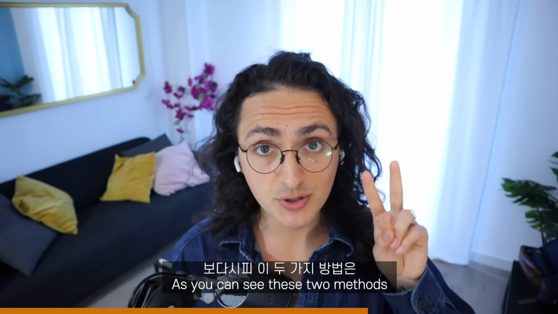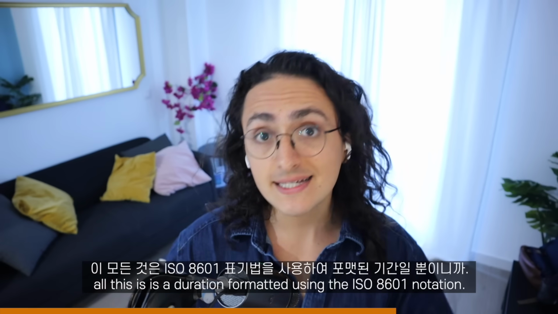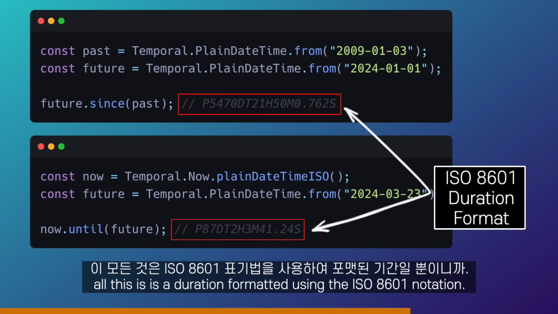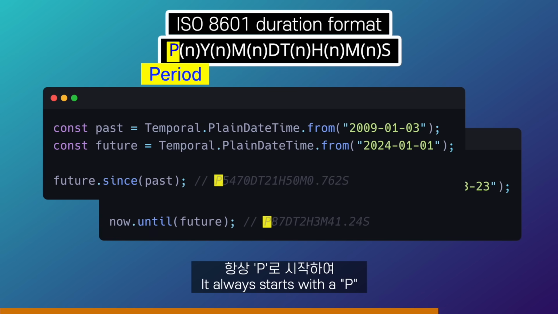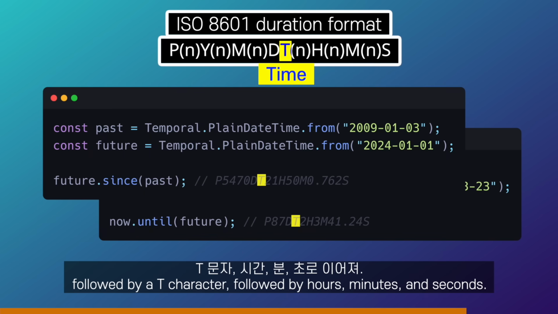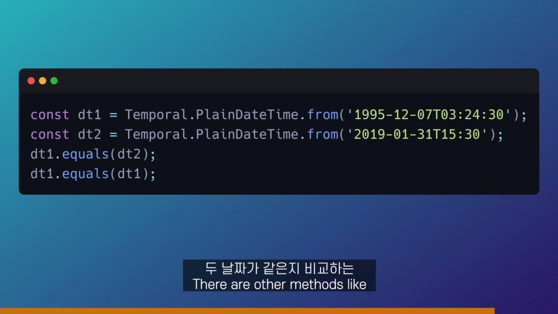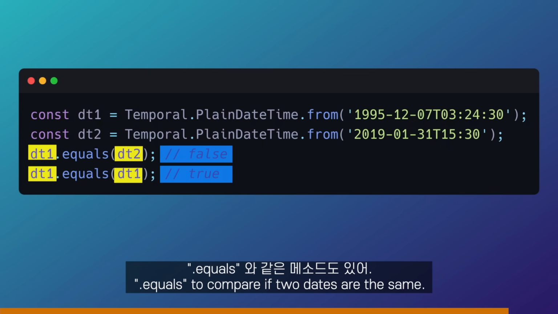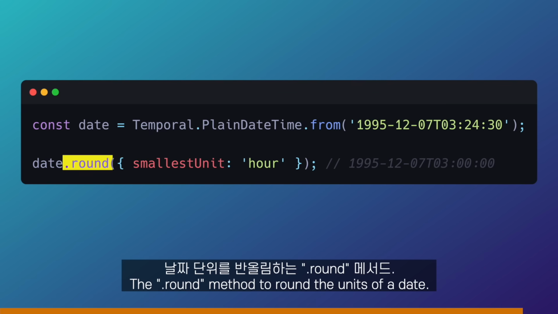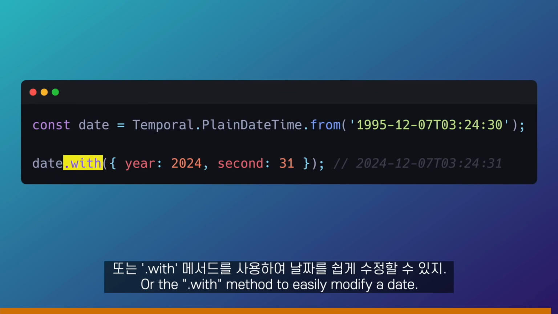As you can see, these two methods give an output that looks a little bit weird, but don't worry. All this is a duration formatted using the ISO 8601 notation. It always starts with a P, followed by years, months, weeks, and days, followed by a T character, followed by hours, minutes, and seconds. There are other methods like equals to compare if two dates are the same, the round method to round the units of a date, or the with method to easily modify a date.